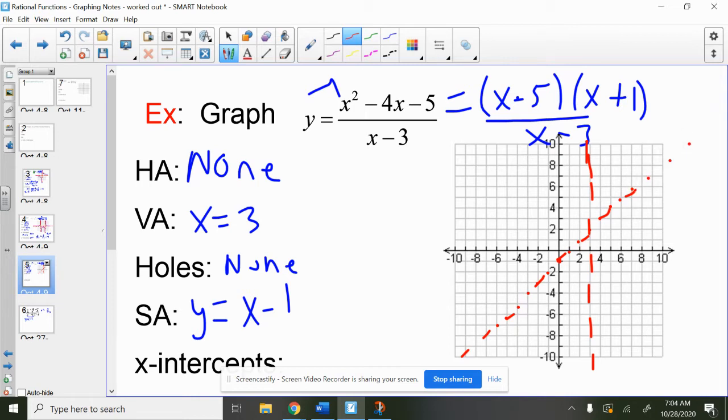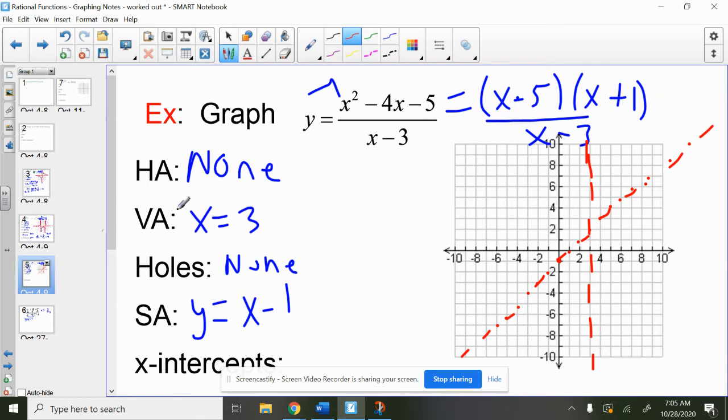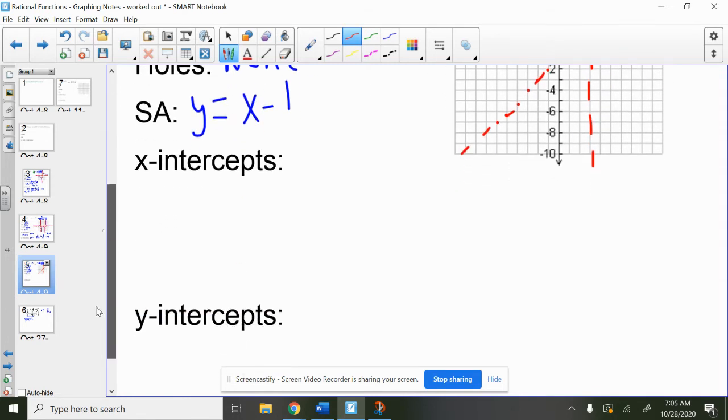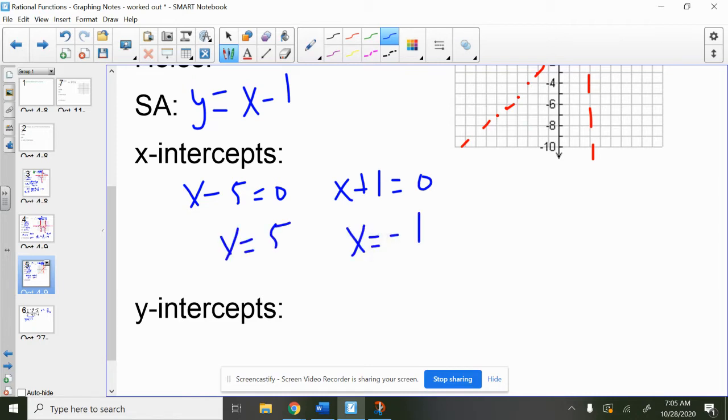So that's what your slant asymptote is going to kind of look like. So, x and y intercepts. I can do this like before. I'm going to basically take the numerator. So the numerator, when I had a factor, is x minus 5 and x plus 1. So x minus 5 equals 0, x plus 1 equals 0. And so that's just going to give you x equals 5 and x equals -1. So that means that the coordinate points (5, 0) and (-1, 0) are going to be a part of my graph.